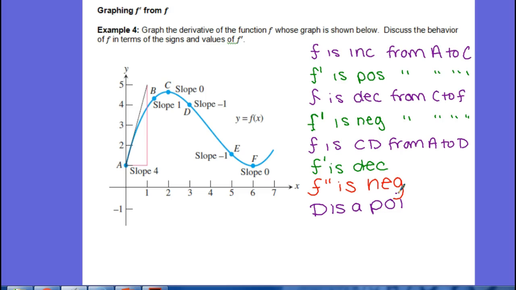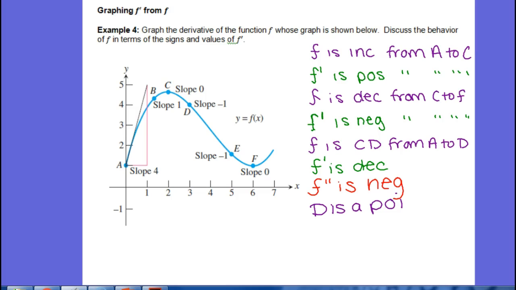If the slope of a function is 0, that's like saying the velocity is 0. So what's happening on the graph? It's the extreme. So if they tell you right here the slope is 0, remember slope is the rate of change, which is the derivative. So all of these slopes actually represent the derivative value.